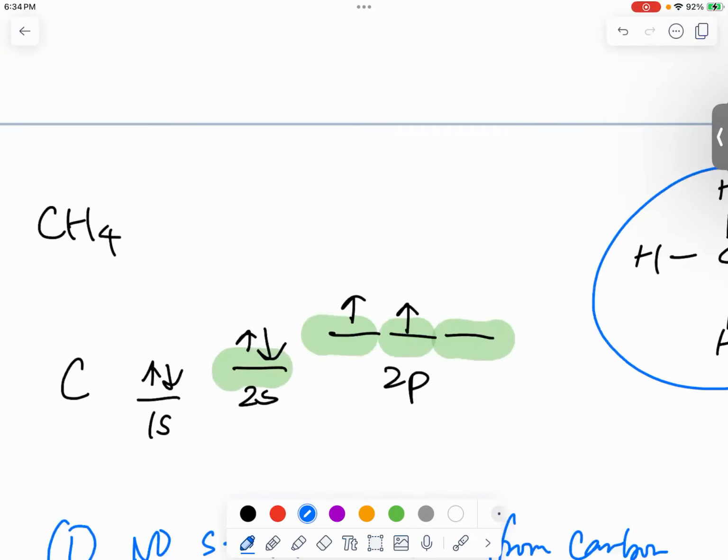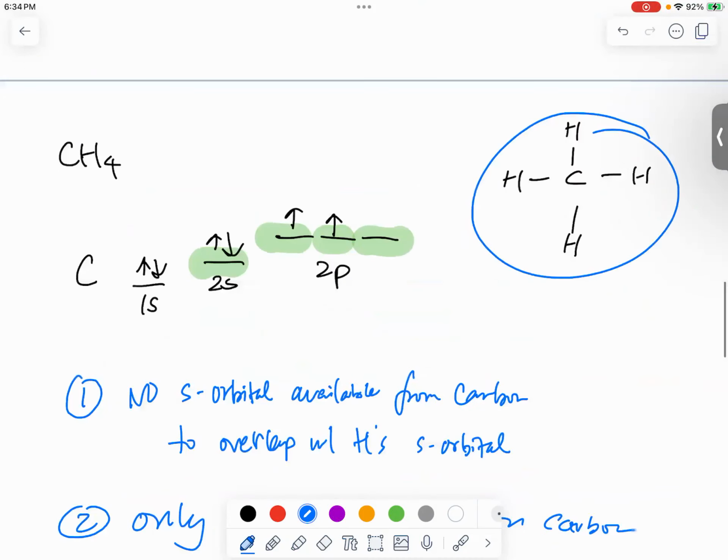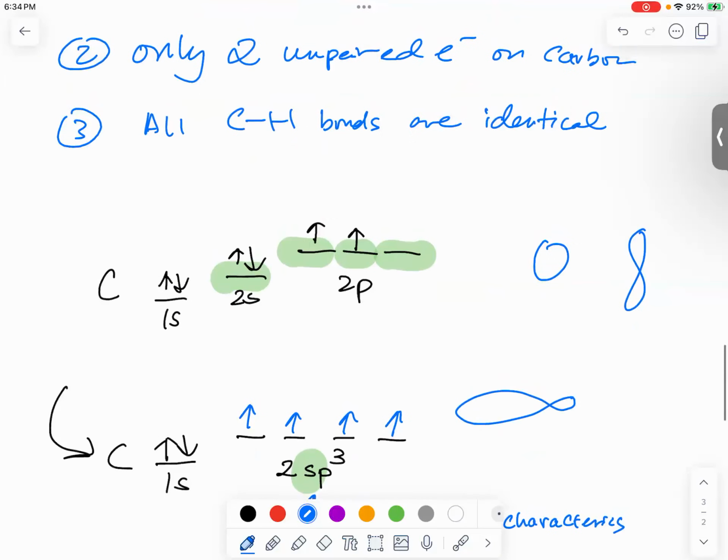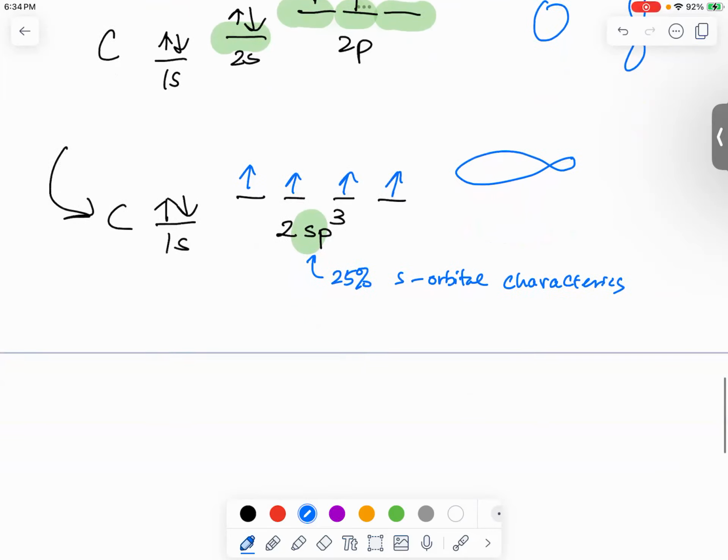That's how we can explain that carbon at the beginning, which has no available s orbital for overlapping, now has 4 orbitals with s orbital characteristics to overlap with the s orbital of the hydrogen atoms. Okay, so that's how we have 4 sigma bonds.